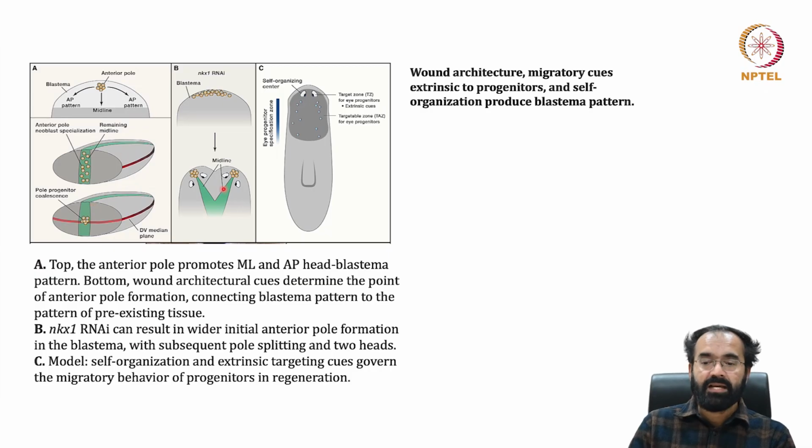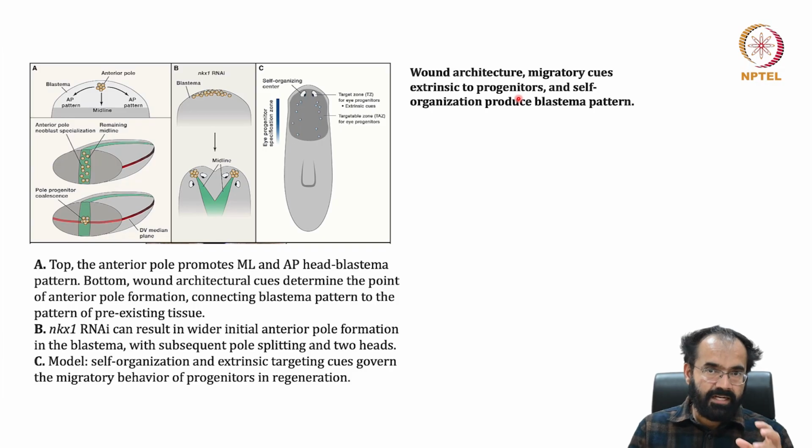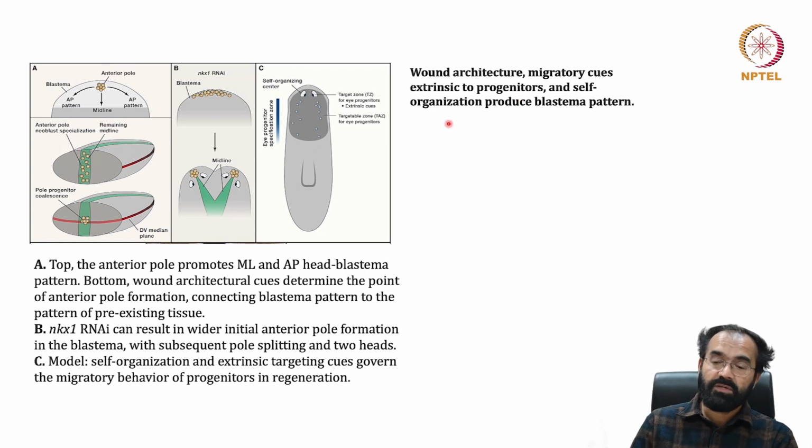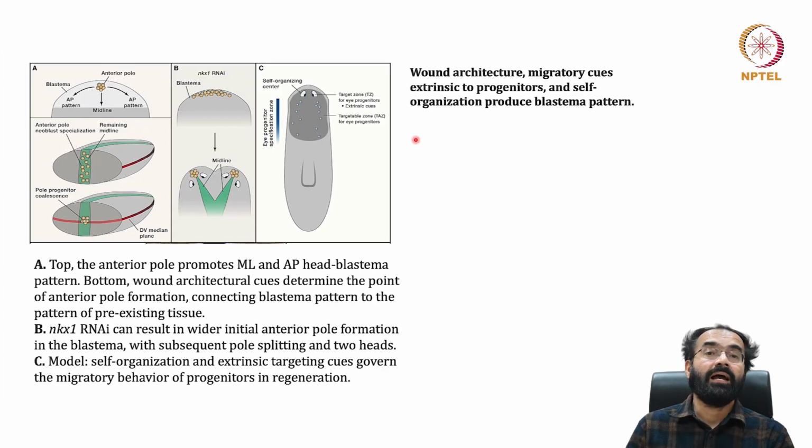You can see here wound architecture, migratory cues and extrinsic factors that are influencing the movement of the progenitors, especially how the cones or the poles of the tips are forming, or how the newly formed blastema is integrating with the existing anterior-posterior axis and dorsoventral axis, as you can see in this picture. And this will lead to self-organization and produce a blastema pattern.